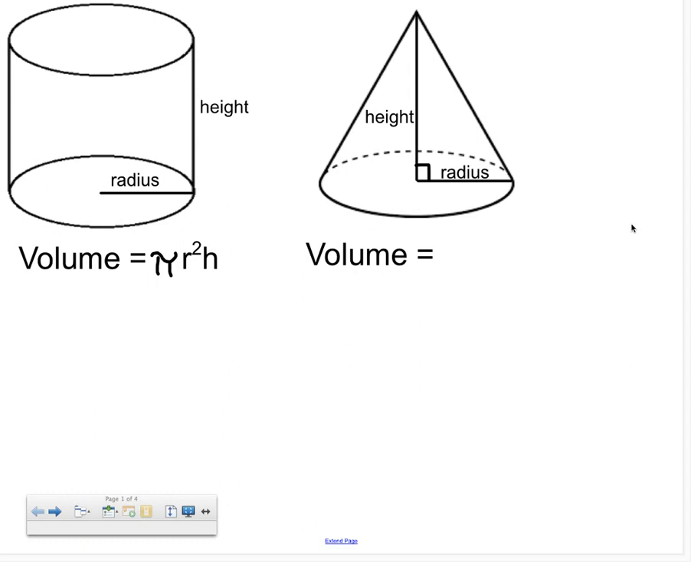Now to get the volume of a cylinder, we had this formula here, pi r squared h, where r was the radius and h was the height. You plug your r and h in there, multiply it all together, and you get the volume.